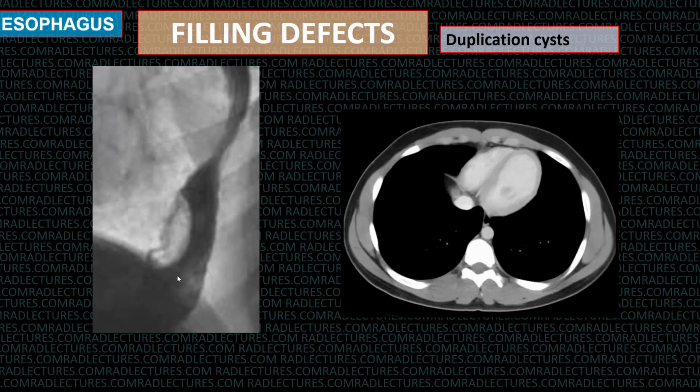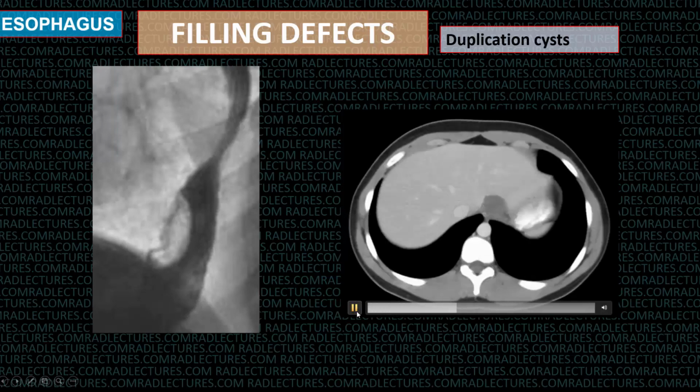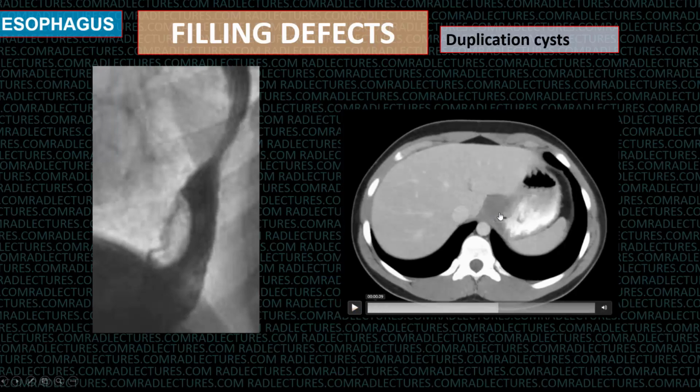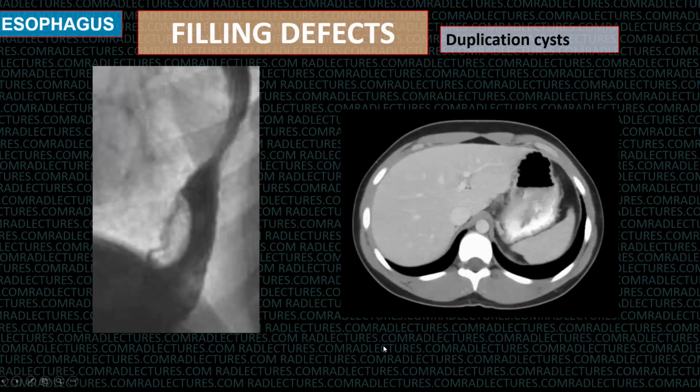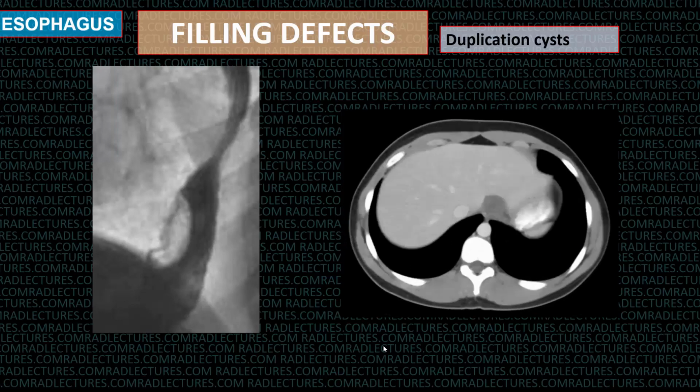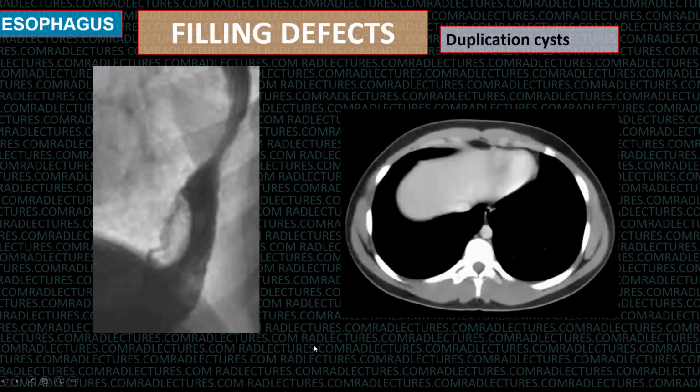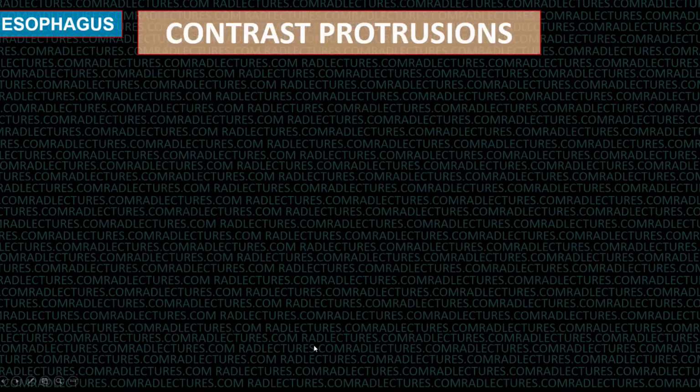Duplication cysts are another thing that can cause a filling defect. Like in this case, where you're seeing a very smooth, almost submucosal filling defect, it could be a leiomyoma or GIST also. When we did a CT, we find that this is actually a cystic area and therefore it is a duplication cyst. On MR also, you can see this as a cystic abnormality which doesn't show enhancement.